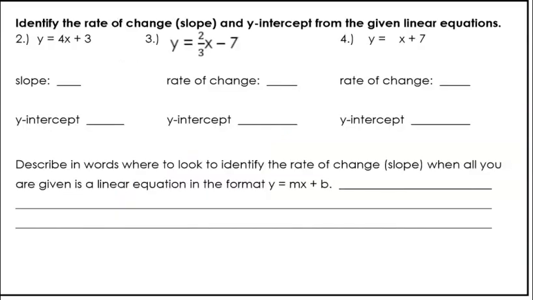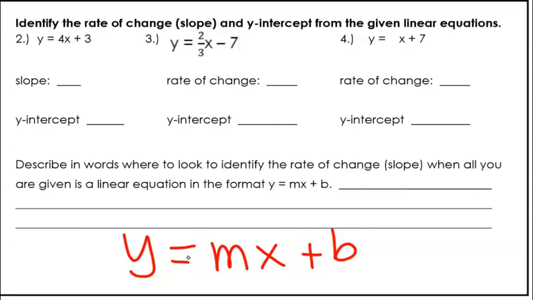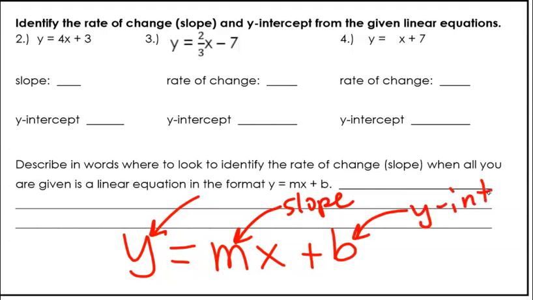The second section asks you to identify the rate of change, or the slope, as well as the y-intercept if you're only given an equation. In an equation that is written in this format, y equals mx plus b, where y is alone and x and a constant are on the other side, then the coefficient of x is the slope, and the constant is always the y-intercept.